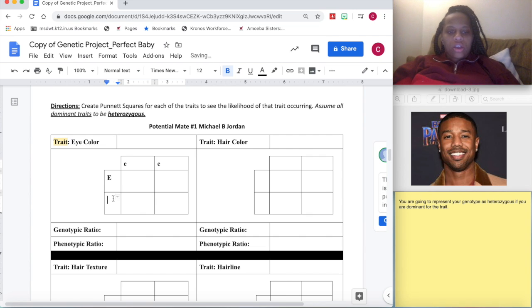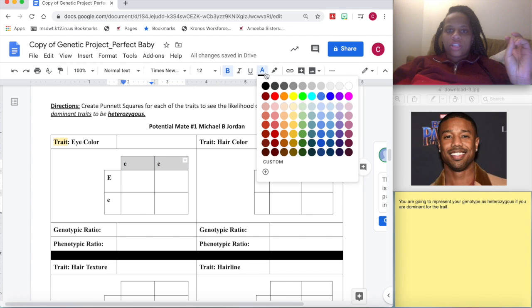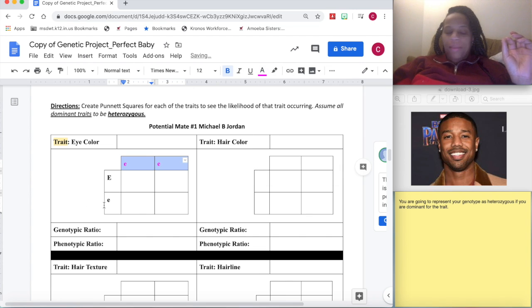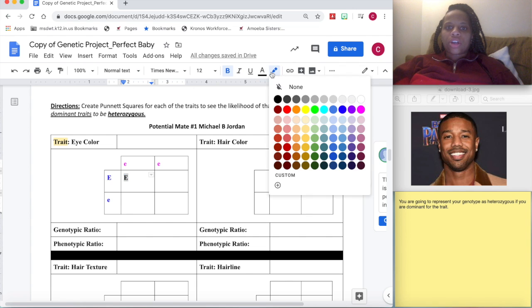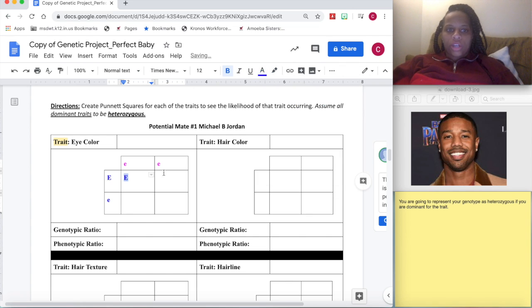capital E, lowercase e. So to make this easier, I am going to change the font color of mine to pink, and I'm going to change his to blue. So now we are going to do the cross. So his blue E, capital E, is going to go there. Because when we're doing a cross, you just go straight across. So I'm going straight across, another capital E here, but it's blue because that's Michael's.